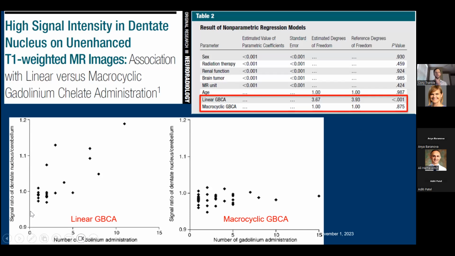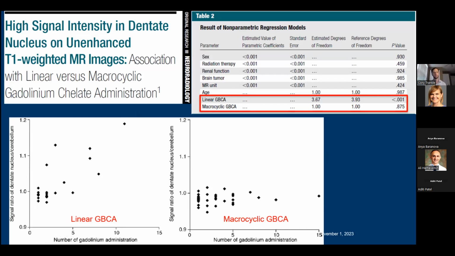And what they saw was that in the linear gadolinium-based contrast agents, there is this relationship between the number of scans that they received and unenhanced signal intensity of the dentate nucleus. Whereas in the macrocyclic agents, it doesn't matter if you got 15 scans, there was no increase there. So it looks like the linear ones are most at risk for depositing within the brain.